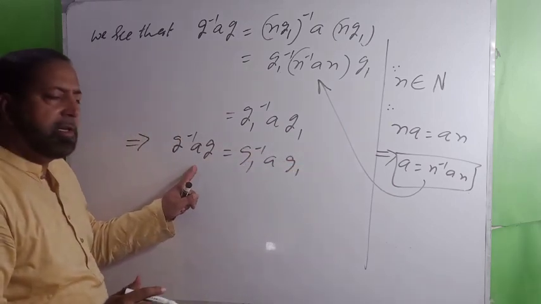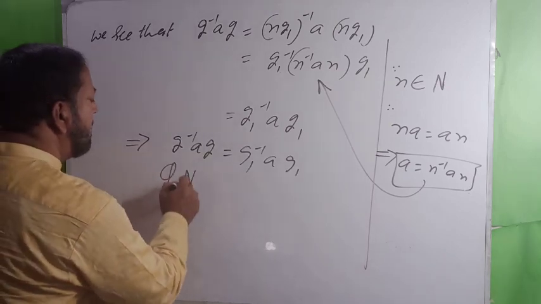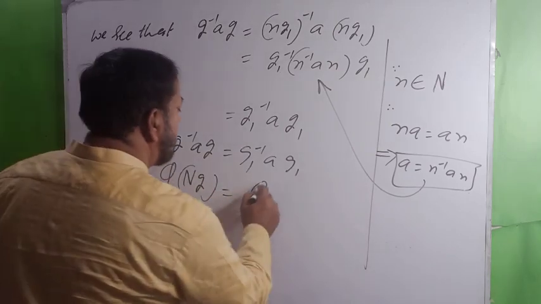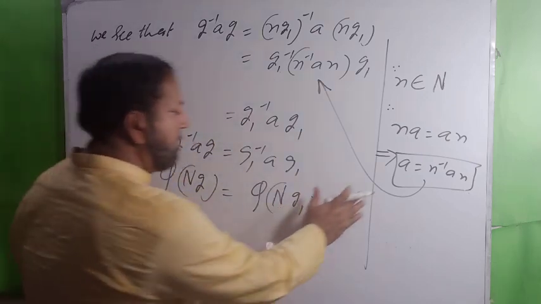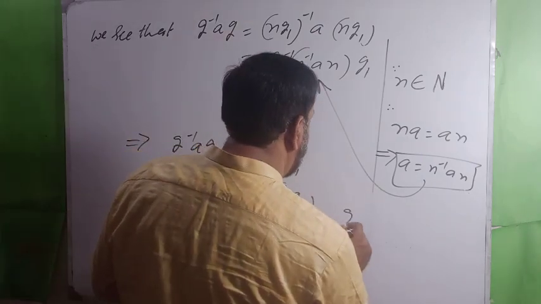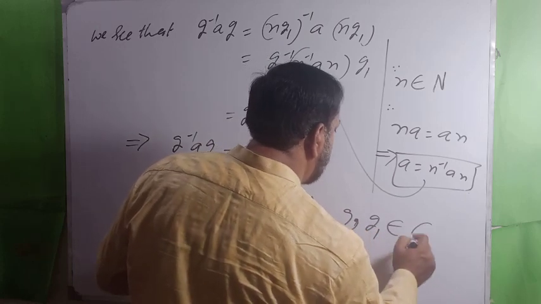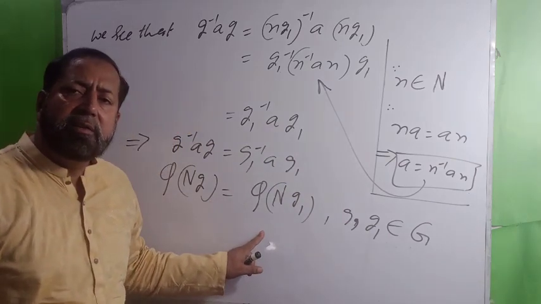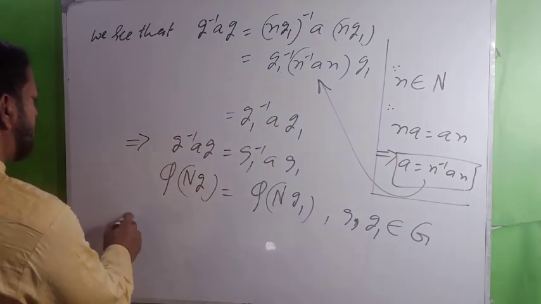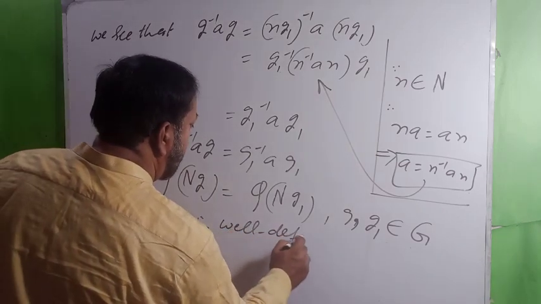And what is this? If you see by the definition, this is equal to phi of Ng. And this is equal to phi of Ng1. Of course, g and g1 both belong to G. So what does it mean? This means that phi is well defined. So this implies phi is well defined.